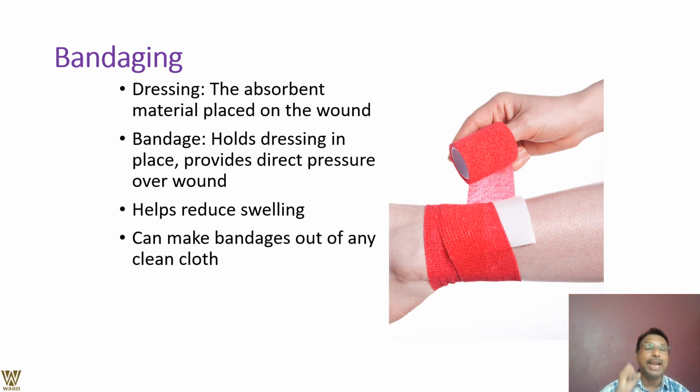Next is all about bandaging. The dressing is an absorbent material placed on the wounds. The bandage holds the dressing in place, provides direct pressure over the wound, and helps reduce swelling. You can make bandages out of any clean cloth. Remember, if the cloth is breathable, nothing like it. If it is cotton, nothing like it.